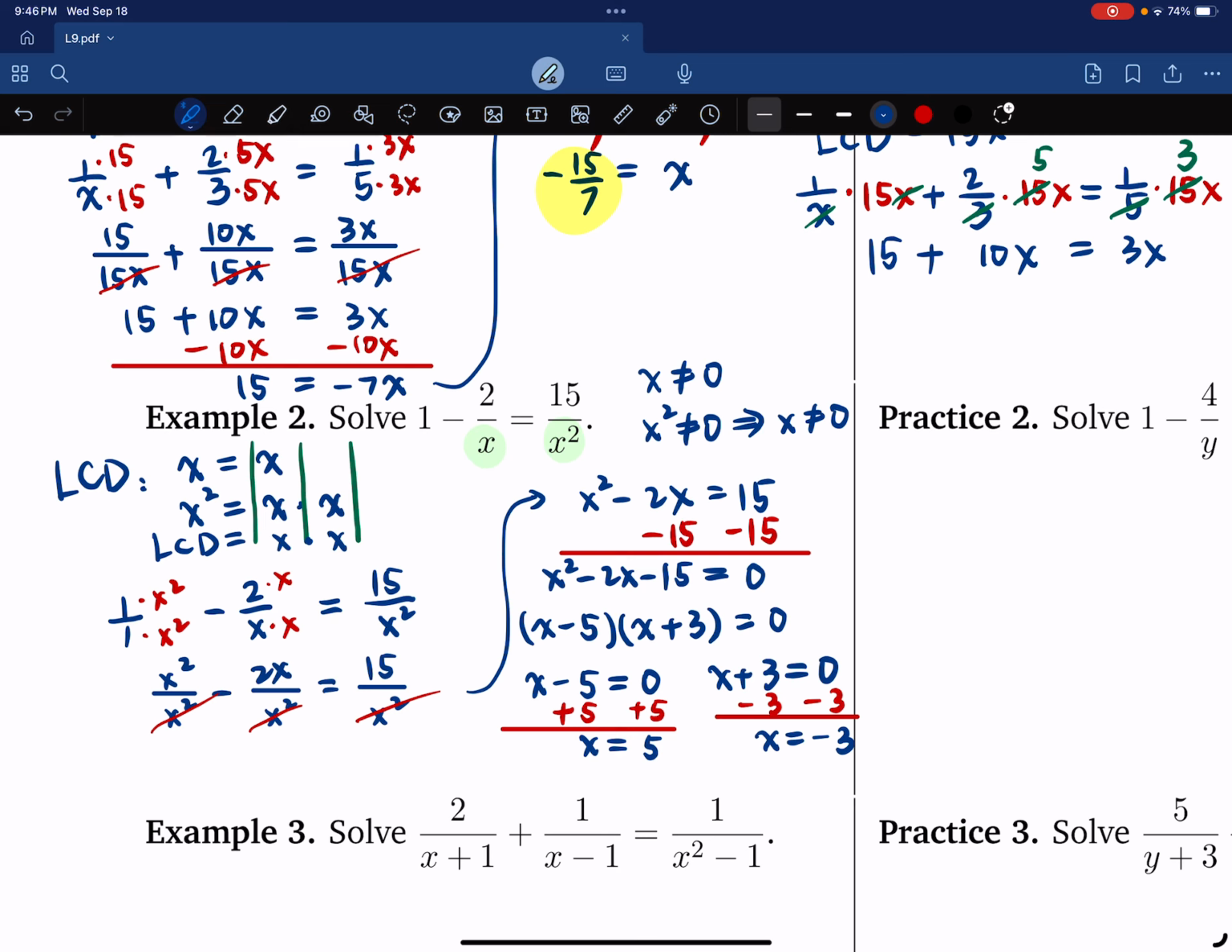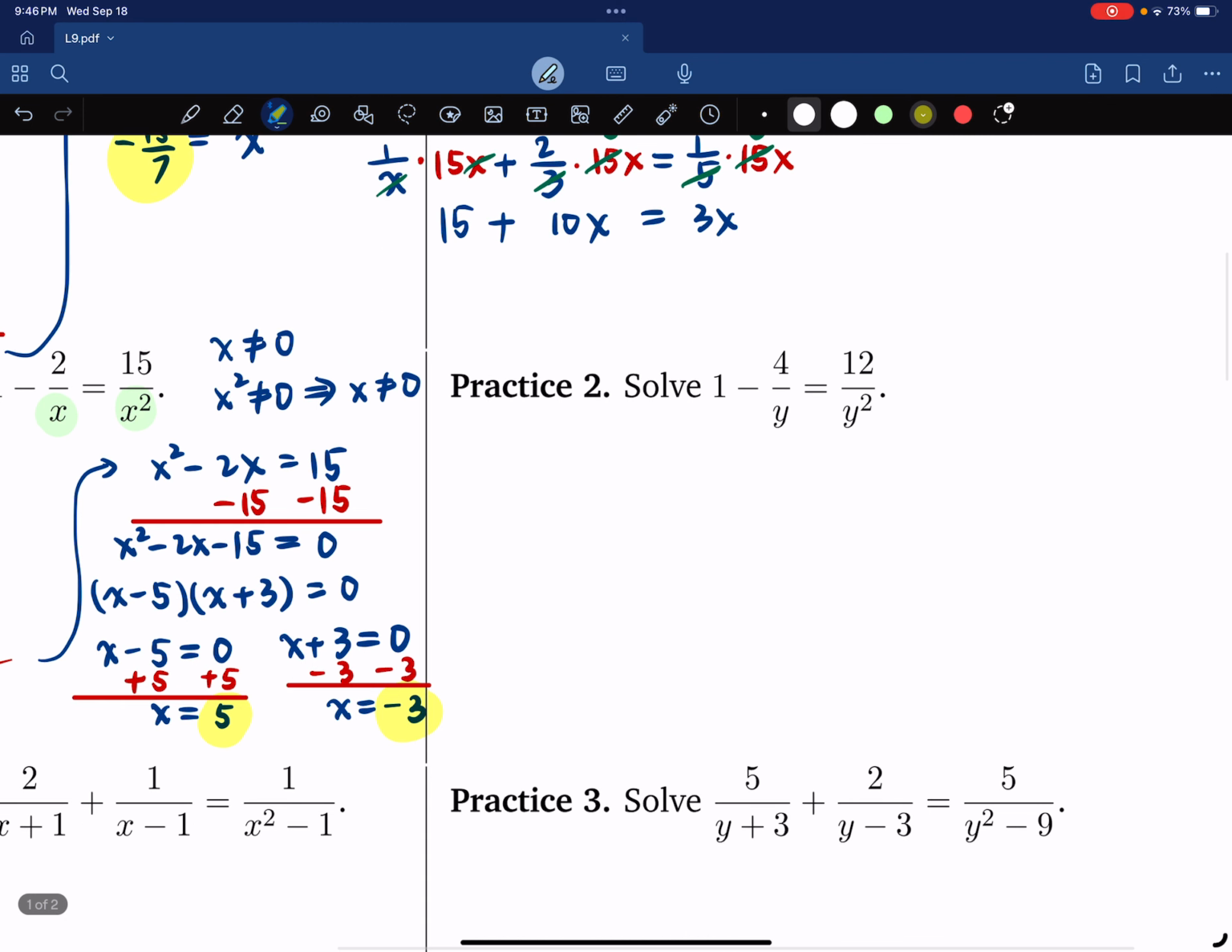Before we box these two answers, we're going to check the restrictions. So what is our restriction? X cannot be 0. And none of these is 0. We can safely box both of them. So x could be 5, x could be negative 3.